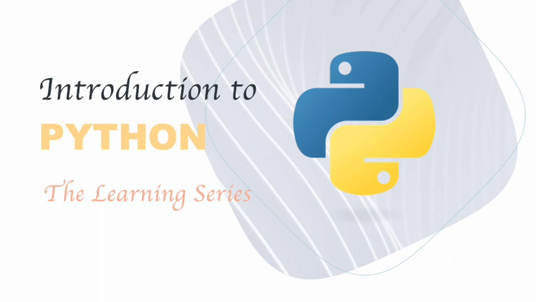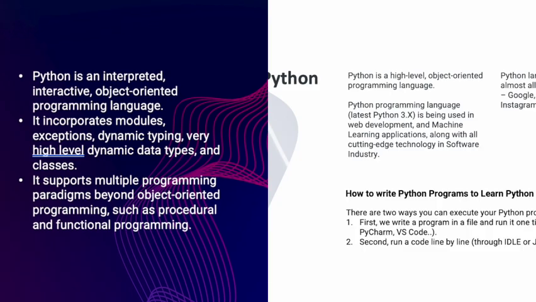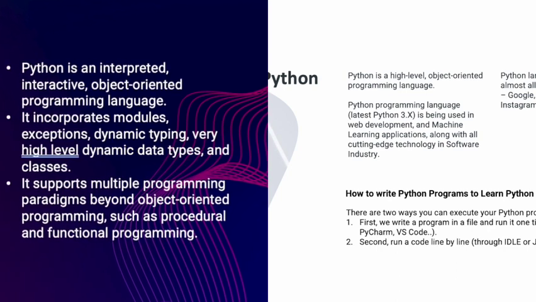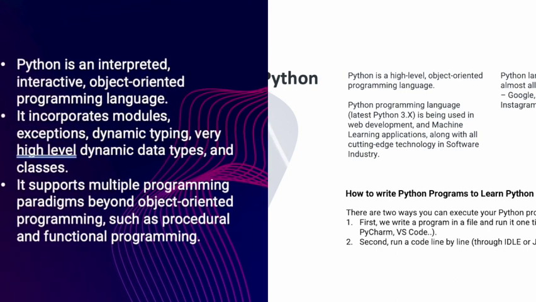Coming to the introduction, Python is a procedure-oriented, object-oriented language. Basically, Python supports both object-oriented and procedural-oriented languages. Python is a high-level object-oriented language which supports both the procedure-oriented way as well as the object-oriented way.